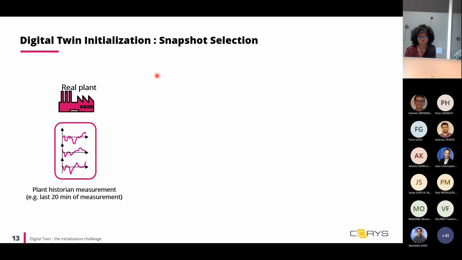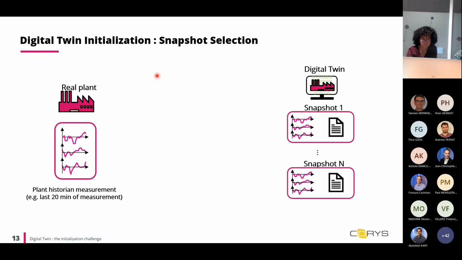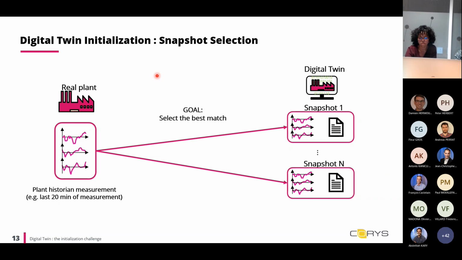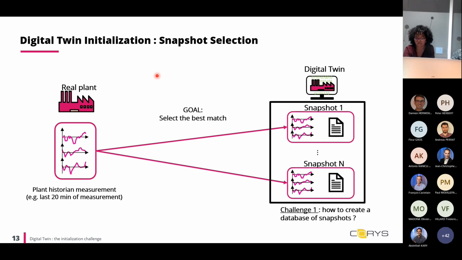So what we want to do is to use the measurements, as you can see, that come from the plant. So a past, let's say, period of measurements, different measurements from the plant. Assuming we have, of course, a set of snapshots that are linked to the digital twin that models the plant, we want to find the best snapshot to actually initialize our digital twin, so that it will be synchronized to the plant behavior. And here we have actually two challenges.